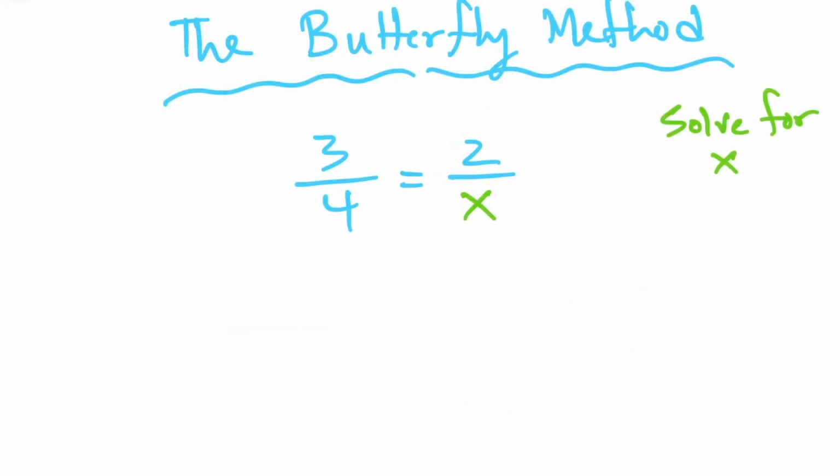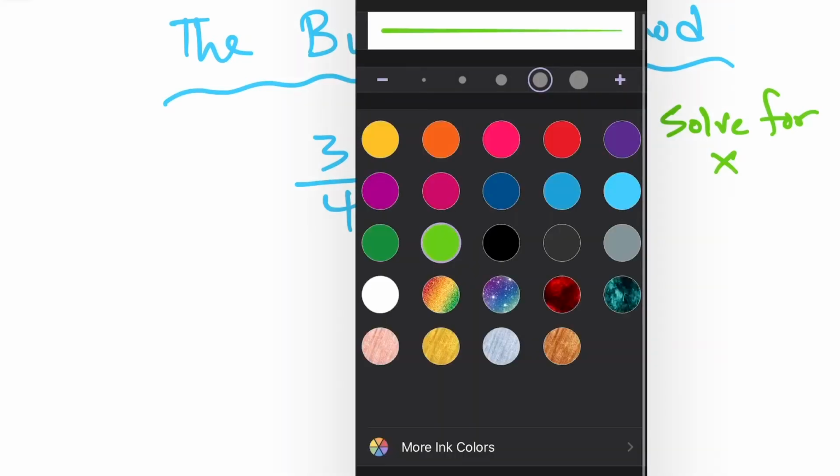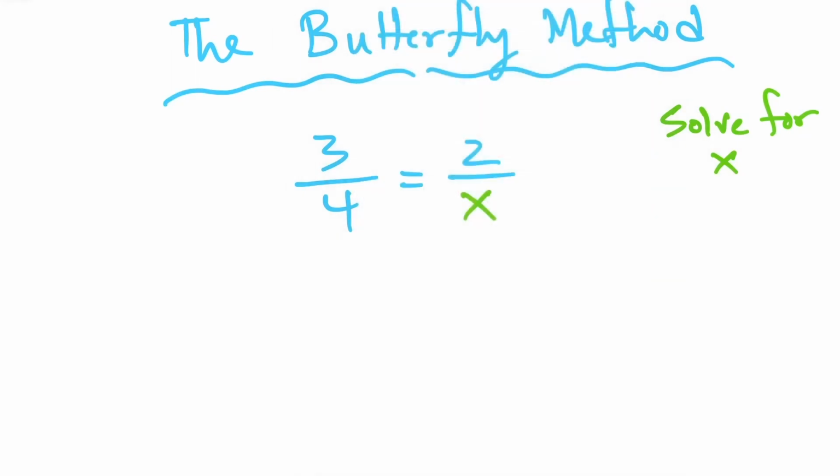If 3 over 4 equals 2 over x, can you solve for x? I'll give you 10 seconds to think about the problem. So we can apply the butterfly method to solve this problem.